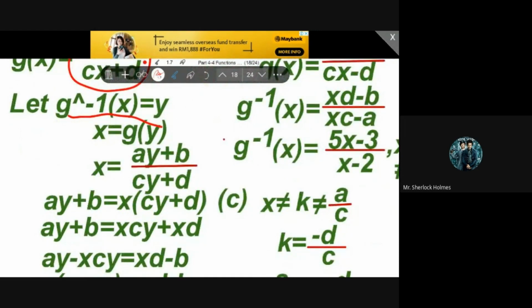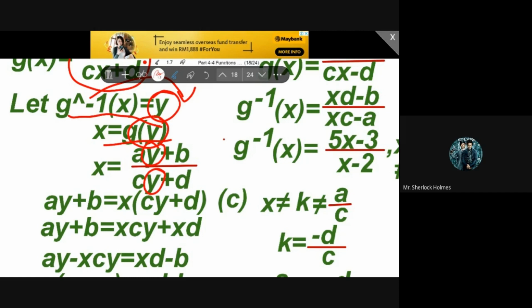So after you do this, you will get x is gy, because the g inverse I shift over here will come g positive already. So you get gy. I'm going to substitute all the x terms over here with y, because now y is my object. Y tu telah jadi objek saya bagi fungsi g. So sekarang misi saya adalah untuk cari y dalam sebutan a, b, c dan d. So I want to express y in terms of a, b, c, d.